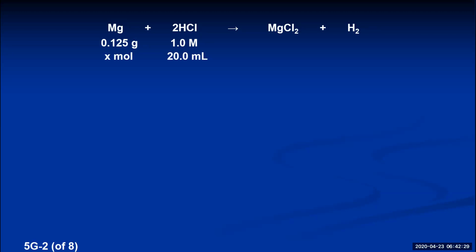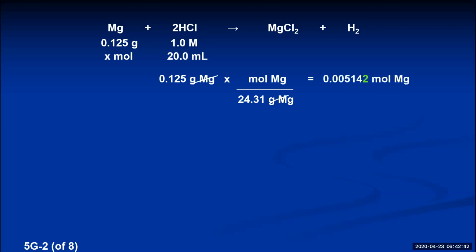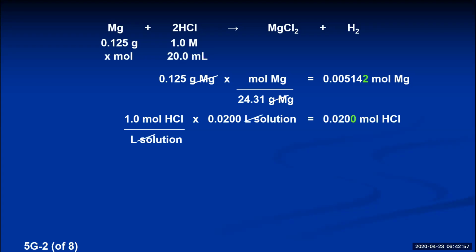So if we want to solve for how many moles of magnesium actually were reacted, it could come from the magnesium itself. Maybe that was the limiting reactant. If I convert the grams of magnesium into moles with its molar mass, there are 0.005 moles of magnesium in the container. If we calculate how many moles of HCl there are, I would multiply its molarity times its volume. And if I do that, the liters will cancel out. I'll get moles of HCl. And this comes out 0.02. So that's 4 times bigger.